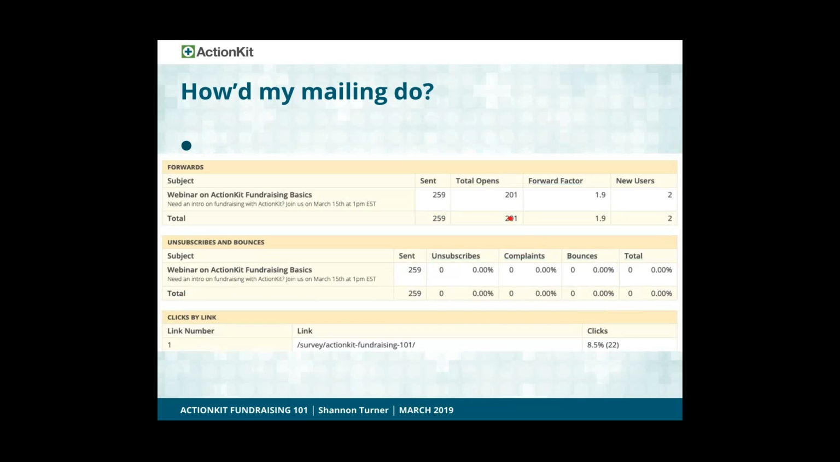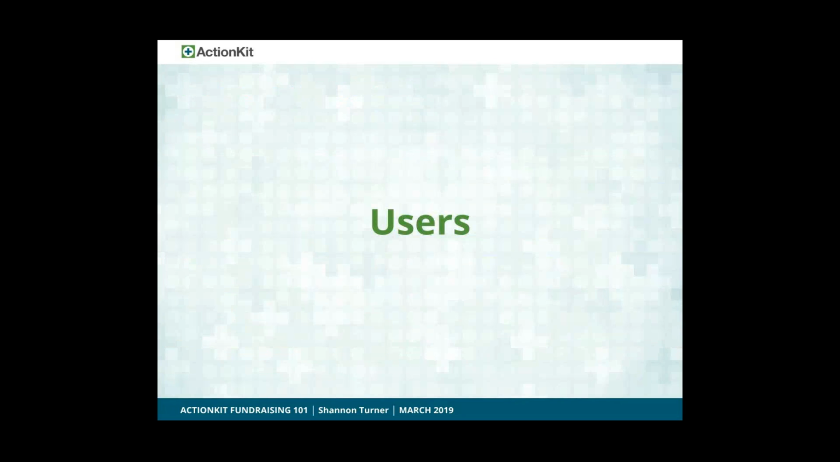Scrolling down a bit, we can see other stats like how many times has this email been forwarded? Did I get new members from this list? How many unsubscribes and bounces and spam complaints did we get? And again, this would all be broken down by subject line as well. How many people clicked links? Which links did they click? And for fundraising emails, you can also see how many donations were made, the average donation, and the total amount of money raised as well.